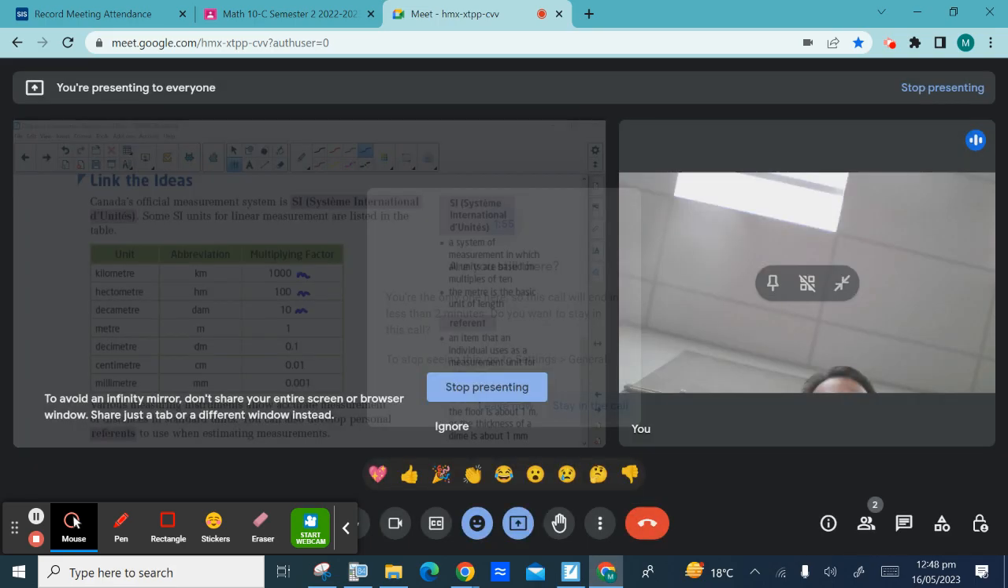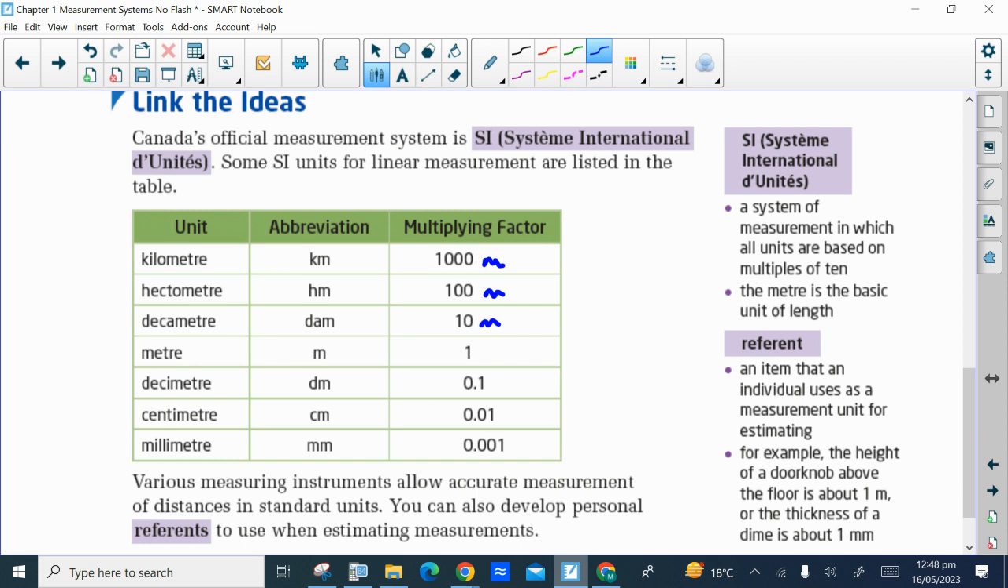Now, as we get smaller, a decimeter is 0.1 of a meter. A centimeter is 0.01 of a meter. And a millimeter is 0.001 of a meter. We're going to use this along with something that we're going to introduce called a metric staircase that we can use to convert within the metric system.